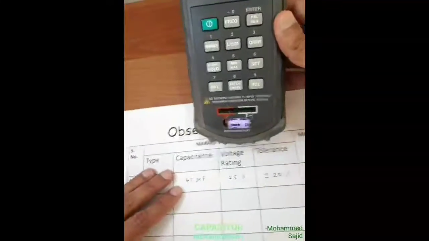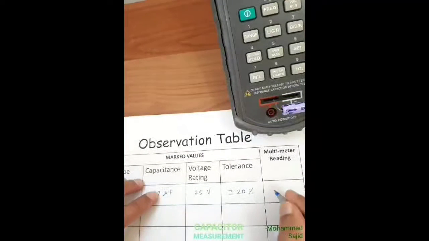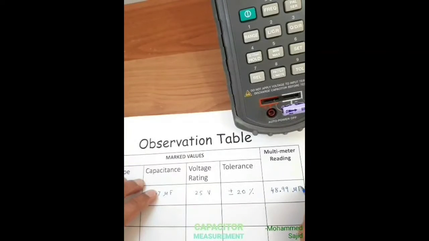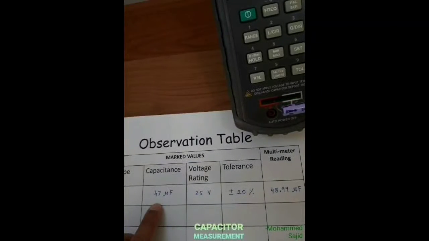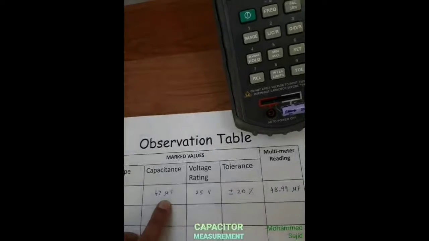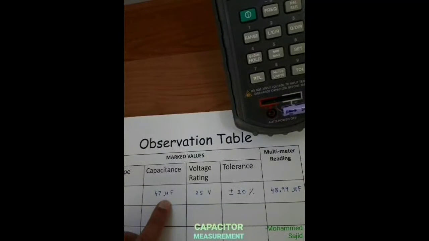So here I am going to write the value. 48.99 microfarad. Okay. After that you can check the marked value here. This value is 47 microfarad, and our marked value and measured value, these are almost similar. Okay, that means this reading is correct.